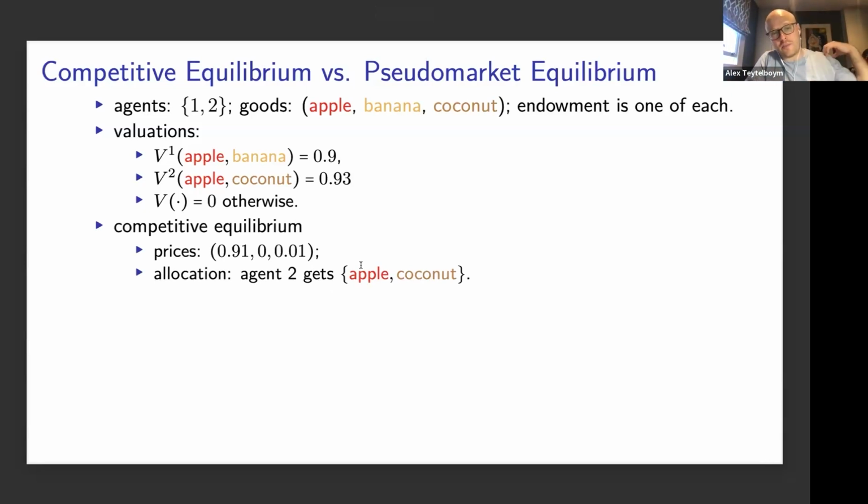And the price of apple needs to be sufficiently high. So there is a competitive equilibrium in this case, but both agents regard these two bundles of goods as complements. Now let's think about how a pseudo market works. And I just want to first, before I give you the definition, give you the intuition. If you haven't seen this before.